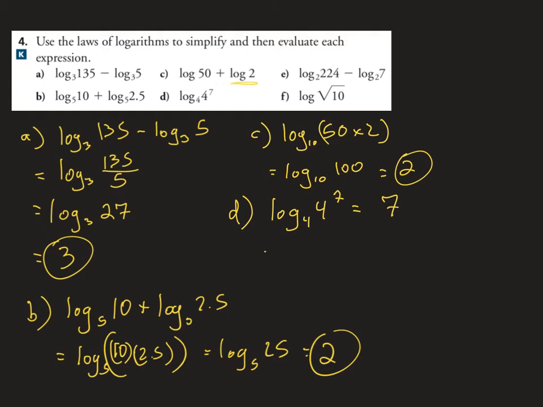I could have said equals log base 4 of 4 to the 7, which equals 7 times log base 4 of 4, which equals 7 times 1, which equals 7. So 4 to the 1 gives you 4, so this will just equal 1. Let's get rid of this stuff.